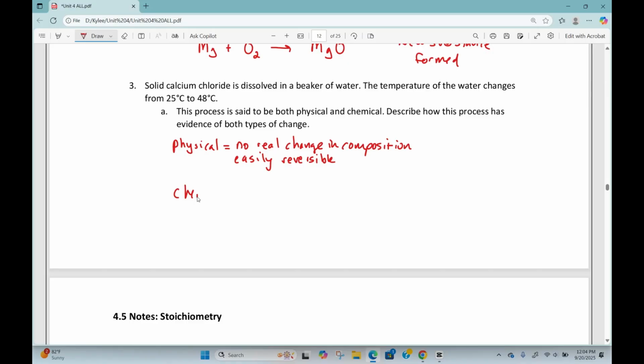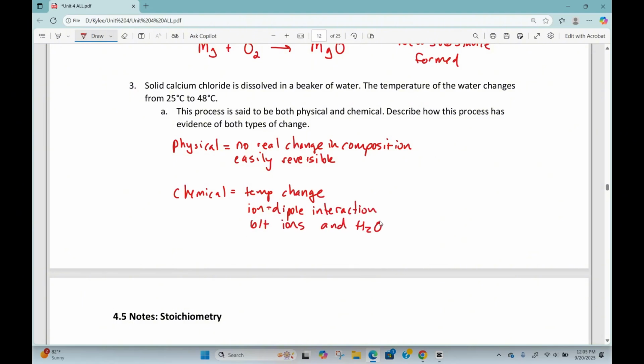The chemical argument would come from the temperature change. A lot of times an increase in heat or a decrease in energy is going to be a sign that something chemical is happening. So the temperature change is what throws this into maybe a chemical possibility. And then we talked about it earlier, there's going to be a dipole interaction, and that's going to be between the bonds in water.